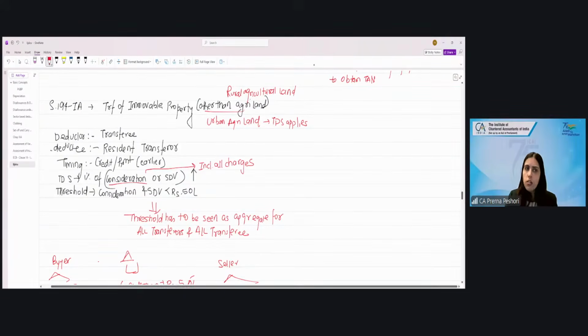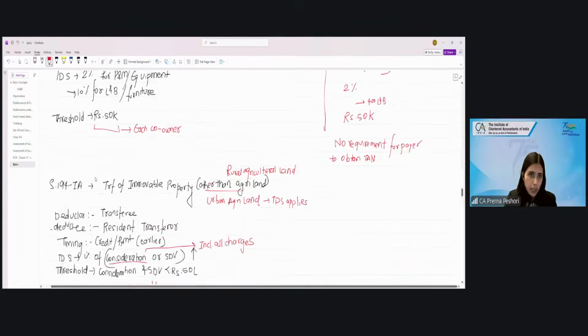Who is the deductor? The transferee. Deductee is the resident transferor. Timing is credit or payment, whichever is earlier. The TDS is 1% of the consideration or the stamp duty value, whichever is higher. The threshold is if the consideration or the stamp duty value is less than 50 lakh, then there is no TDS. And the threshold has to be seen as aggregate for all the transferors and all the transferees.